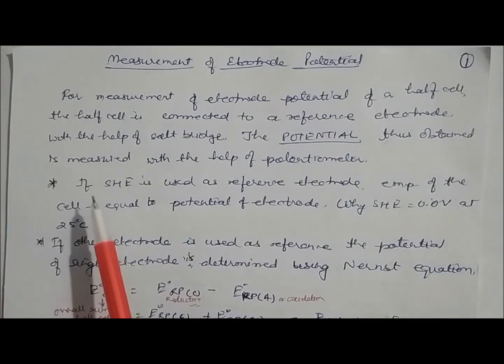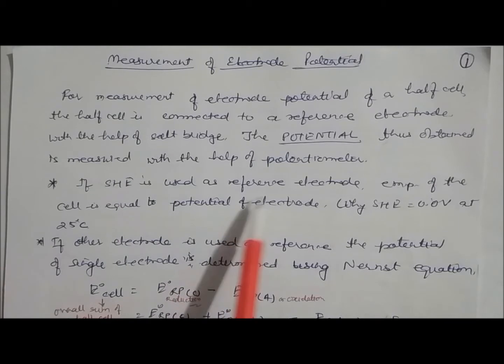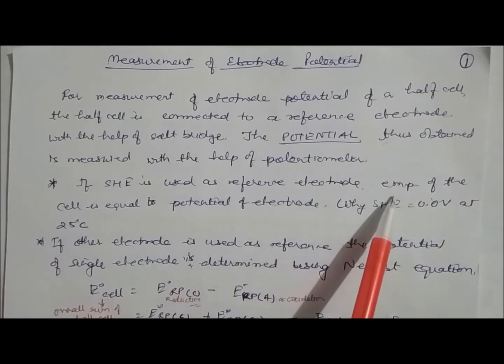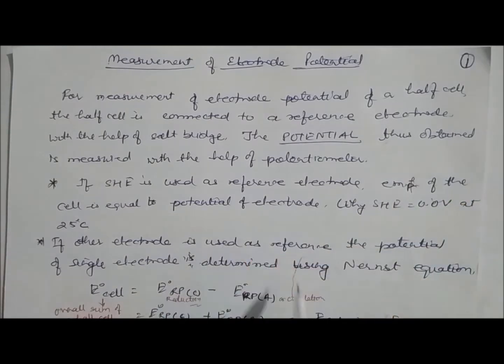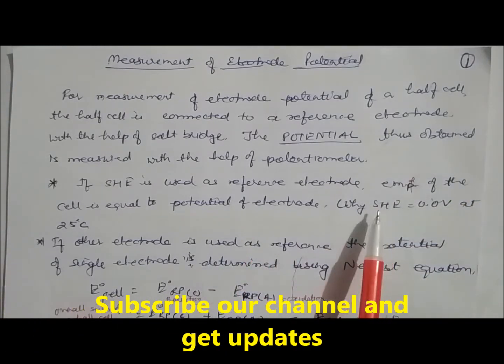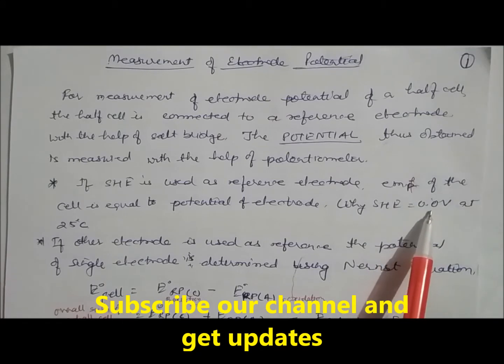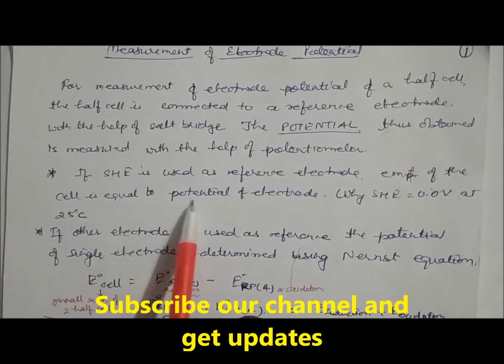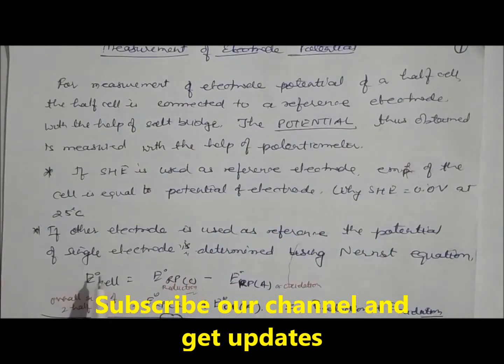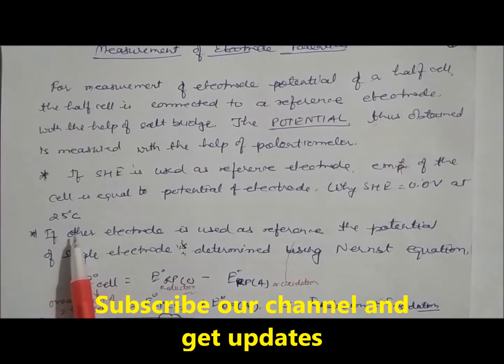If the standard hydrogen electrode is used as a reference electrode, then the EMF of the cell will be equal to the potential of the electrode. That's why, for the standard hydrogen electrode, we know its potential is 0 at 25 degrees centigrade. In this way we know the EMF of that cell. And if other electrodes are used as a reference, the potential of the single electrode is determined by using the Nernst equation. So this equation will help you to find out the electrode potential.